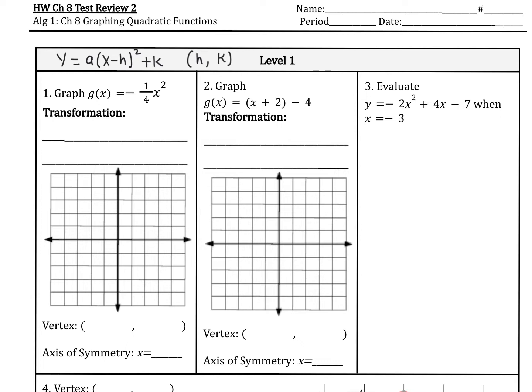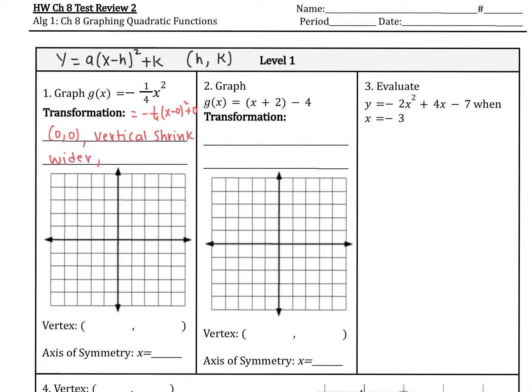If you compare this equation number 1 with this form, you can rewrite this one as negative 1 over 4 times (x minus 0) squared plus 0, which means that there is no h and k, or in other words, h and k, which is your vertex, is 0 and 0. 1 over 4 in the front means that this is going to be a wider graph, or a vertical shrink.